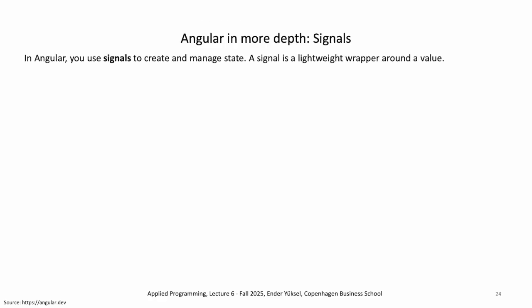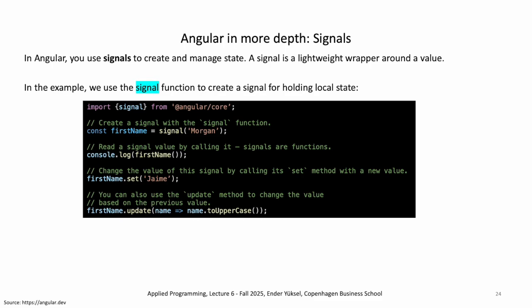In Angular, you use signals to create and manage state. A signal is a lightweight wrapper around a value. In the example, we use the signal function to create a signal for holding local state. Let's break down each part in the code. First, we create a signal. We do it with the initial value, Morgan. First name is now a special function that holds the value.